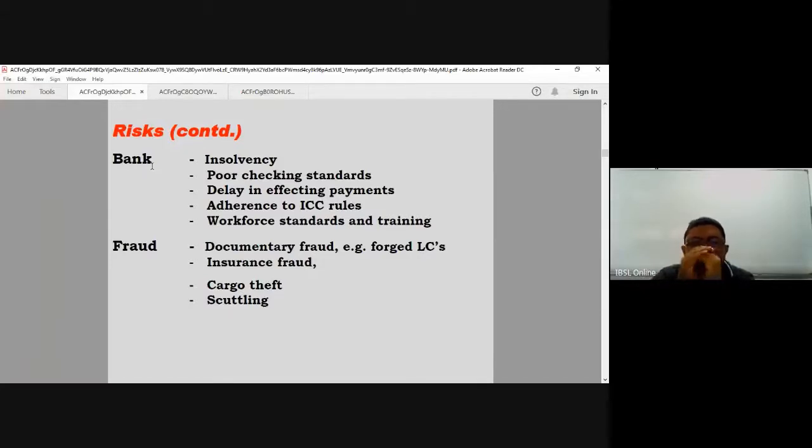Okay, so I'll show you. You'll come to know when I go into more detail about LCs and all that. What is the role of the banks? How important the role of the bank is, when I come to that section.